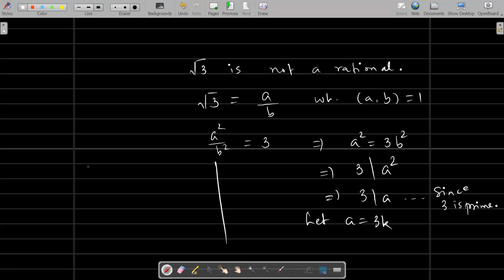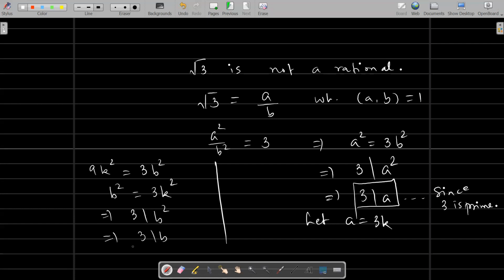So we'll get 9k² is equal to 3b². So b² is 3k². Same argument now. So this implies 3 divides b², which implies 3 divides b. So I get a contradiction: 3 divides a as well as 3 divides b, whereas we started with some a and b which have no common factor. And here we see at least 3 is a common factor. So that's a contradiction.